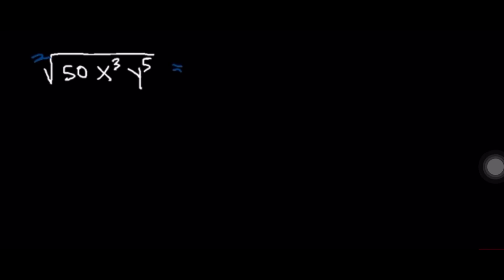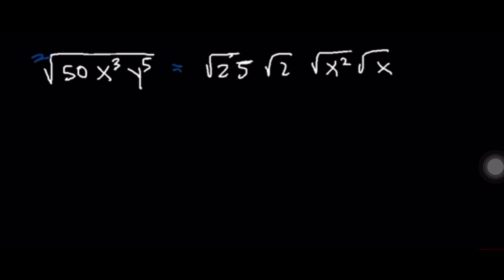A perfect square that goes into 50 is 25. So 50, I'm going to write it as square root 25 times square root 2. And x cubed, I'm going to write it as the square root of x squared and the square root of x. Y to the 5th, I'm going to write it as the square root of y to the 4th times the square root of y. So there's an invisible 2 here. So I had to separate the even values from these odd exponents.